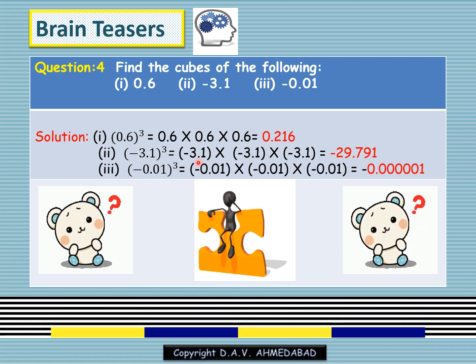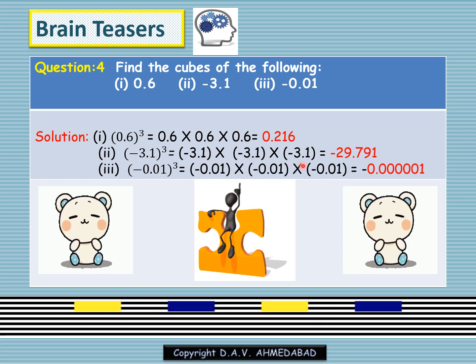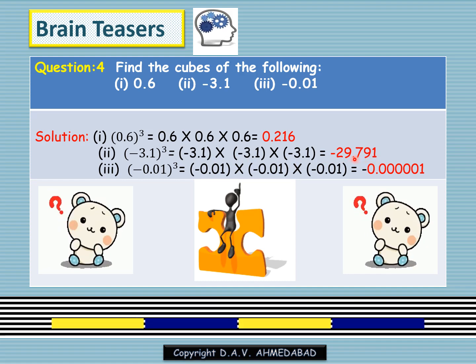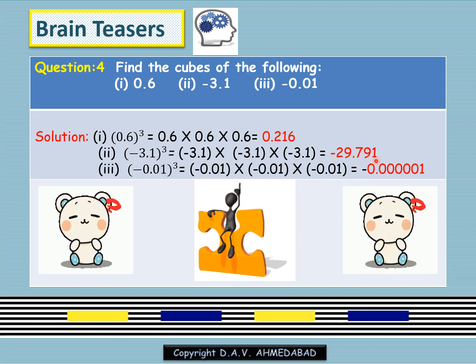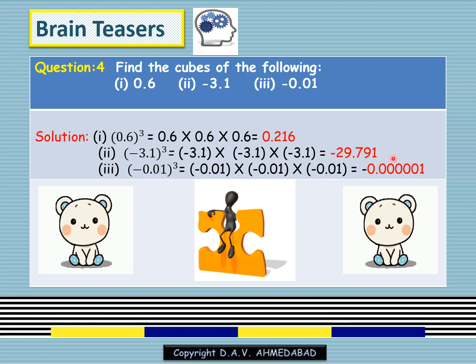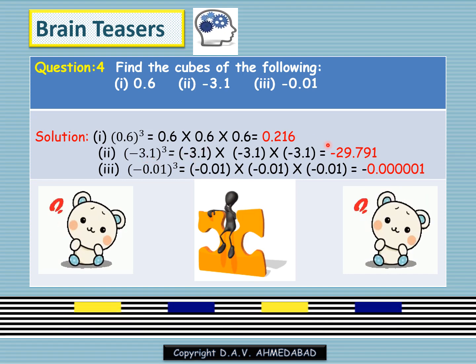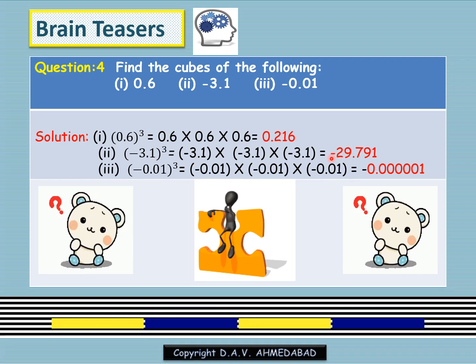How we have done, children? We have simply multiplied 3.1 into 3.1 into 3.1 and after that we have put the decimal after 3 places because it was having 1 place, so cube will have 3 places after decimal. Right, children? And we know that cube of negative numbers are always negative. So do not forget to put minus sign with your answer, children.